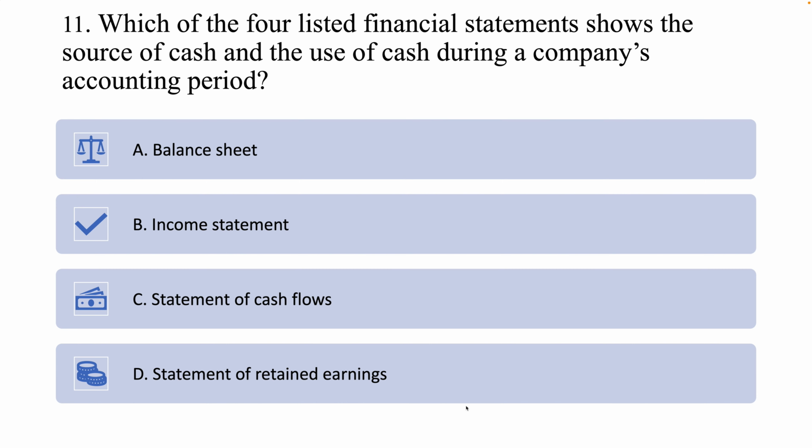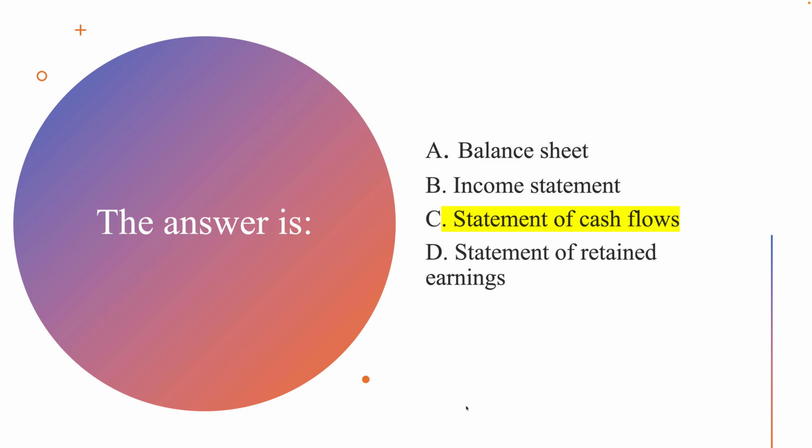Problem 11. Which of the four listed financial statements shows the sources of cash and the use of cash during the company's accounting period? And we have four financial statements: balance sheet, income statement, statement of cash flows, and statement of retained earnings. So the statement of cash flows will show the company's uses and sources of cash. The answer is C.